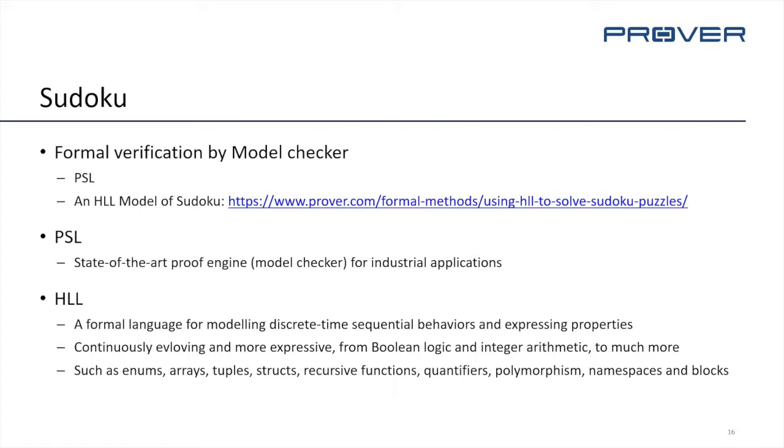So in Prover, we do formal verification by model checker. We have a model checker called PSL, which is the state-of-the-art proof engine for industrial applications, and has been used for many really big, complex railway signaling systems, for example interlocking and CBTC. And we have a language called HLL. It's a formal language for modeling discrete time sequential behavior and expressing properties of those behaviors.